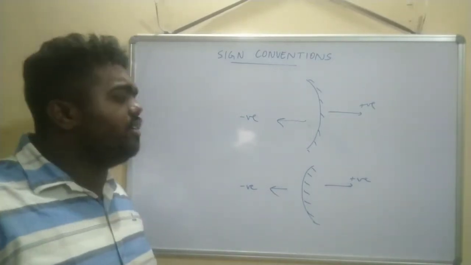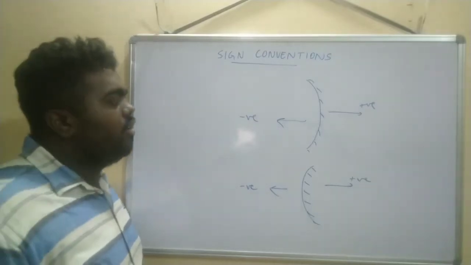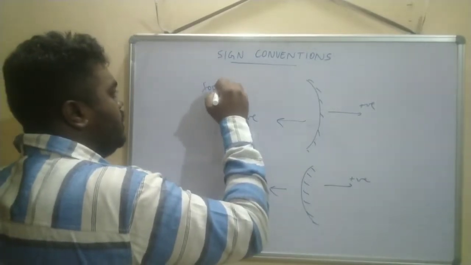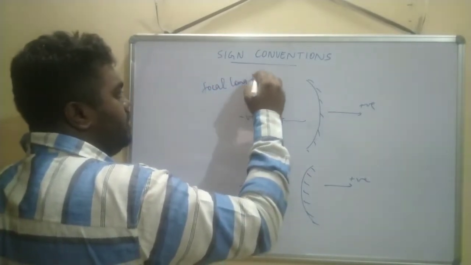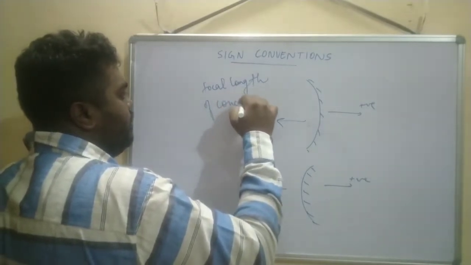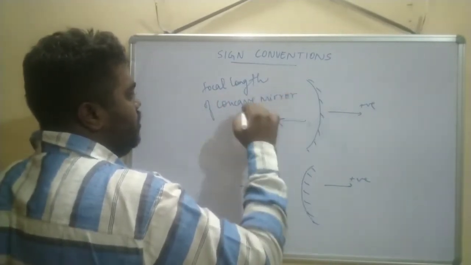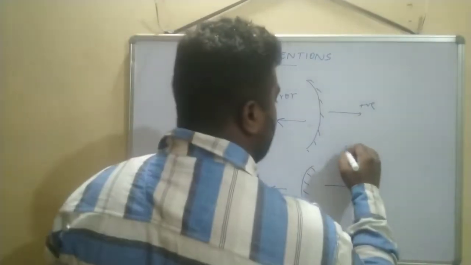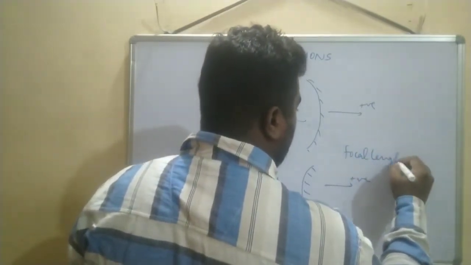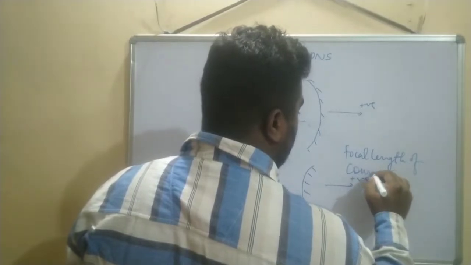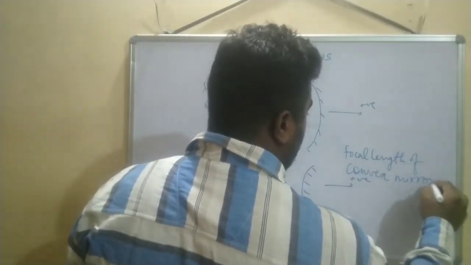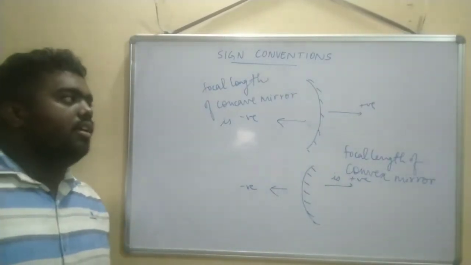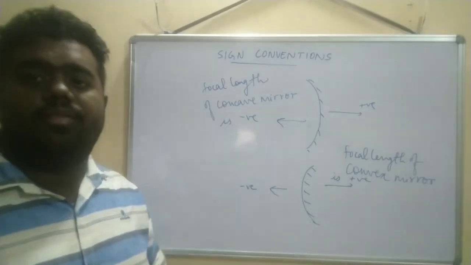Now remember one more thing about the focal length, okay. Focal length of this concave mirror is negative. Note this point, okay. Focal length of concave mirror is negative, and focal length of convex mirror is positive. Remember this thing.